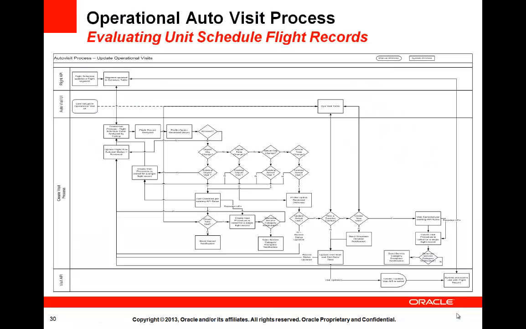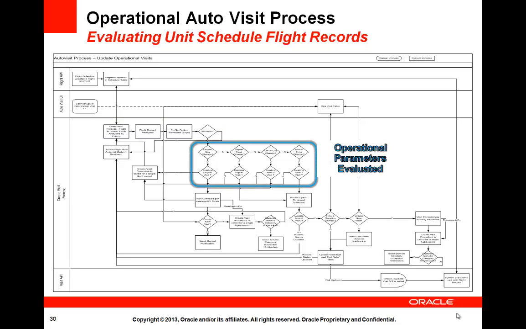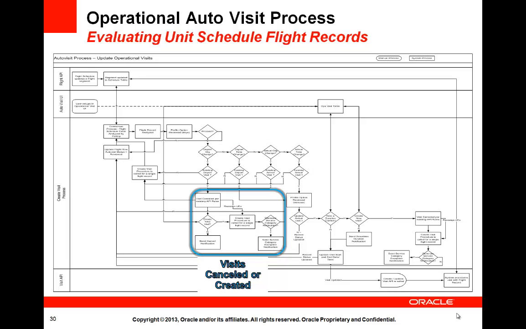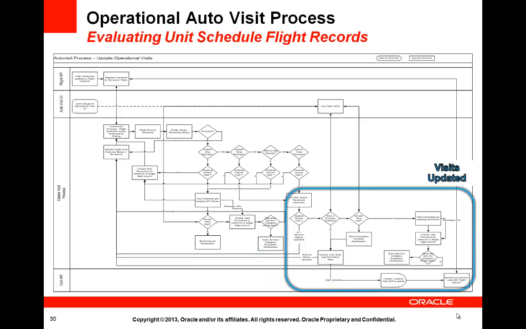We will now review the Autovisit process for the Update Operational Visits concurrent program. This will be launched after a flight schedule has been updated. So flight schedule records either get canceled or updated, or of course new records can be created. The flight records will be analyzed for impact on current visits, as well as the creation of new visits. The operational parameters will be evaluated against these flight schedules. Visits will be canceled or created, and visits could be updated. This, of course, will work with the profile options that we've set and have described earlier in this presentation.